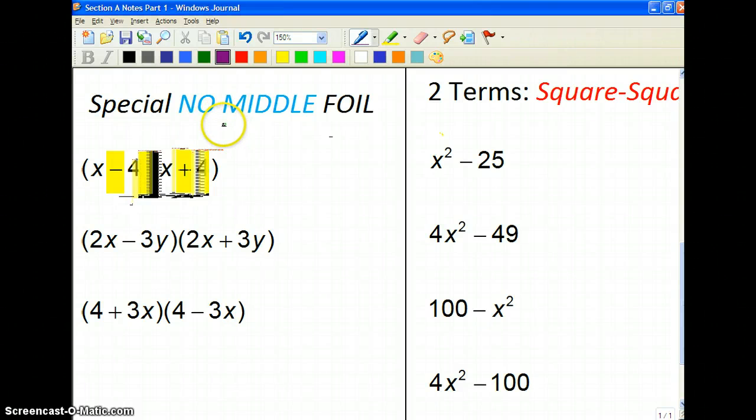So when we say no-middle, we mean that the O and the I cancel each other, so all we need to do is first and last. So you should be able to do these real quick. That would be x squared minus 16, because negative 4 times positive 4 is negative 16.